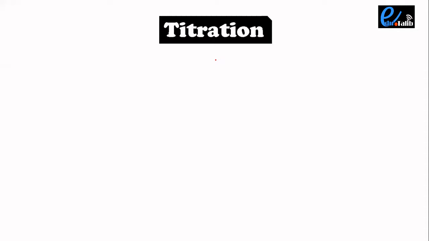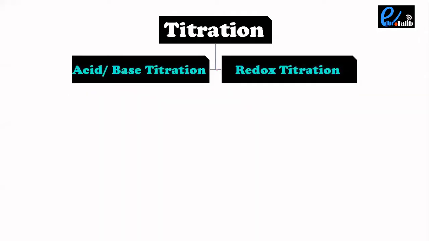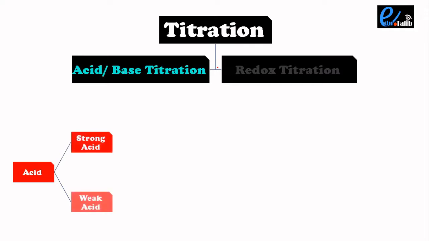Today we have to discuss titration. Titration is basically classified into two general groups: the acid-base titration and the redox titration. But in this lecture, we will discuss the acid-base titration. In order to understand it, first we need to know some basic information about acids. In terms of strength, acids are classified into two different groups: the strong acid and the weak acid.